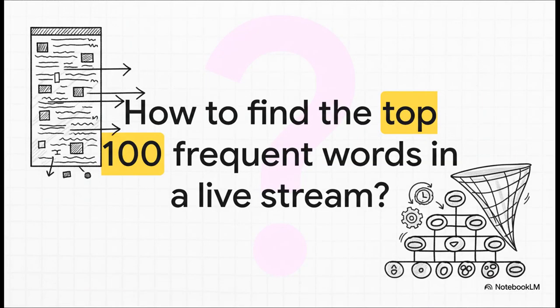All right, I'll leave you with one final thought puzzle to chew on. Imagine you're working at a social media company, and you have a fire hose of real-time text data flying by. How would you design a system to always know the 100 most frequent words being used right now? The solution is elegant, efficient, and uses exactly what we've just talked about. Give it some thought. The answer is pretty cool.